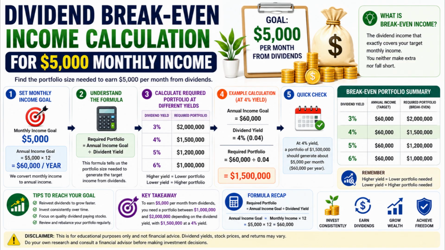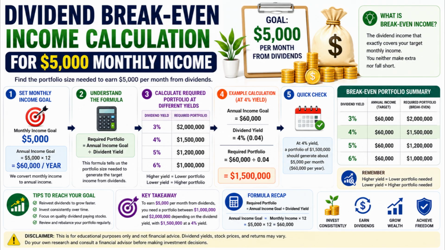Next, understand the formula used in the calculation. The required portfolio equals annual income goal divided by dividend yield. This formula helps estimate how much money may need to be invested in dividend-paying assets to generate the desired income. So, once you know the annual income goal and the expected dividend yield, you can calculate the approximate portfolio value needed. After that, calculate the required portfolio at different dividend yields.